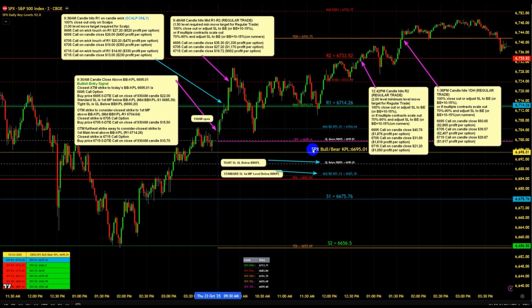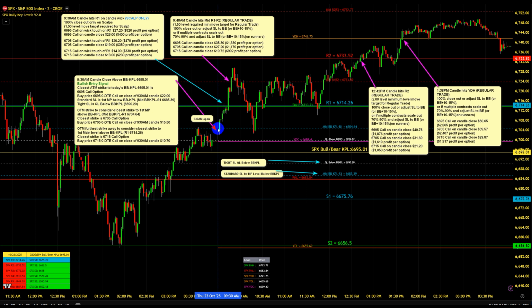Okay, so the main play is going to be the at the money option at 66.95. If some of you are not familiar with how SPX options work, they trade in 5-point increments. So, for example, 66.90, 66.95, 6700, 6705, etc. So the closest one to this price is going to be the 66.95, and you're buying on the candle close.